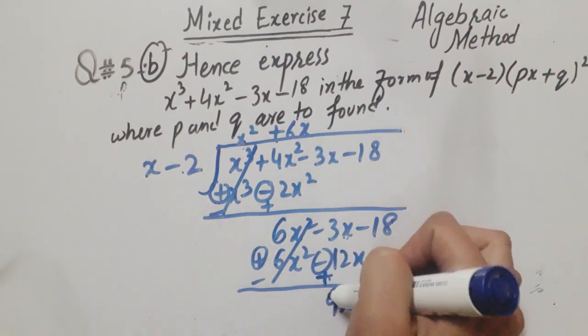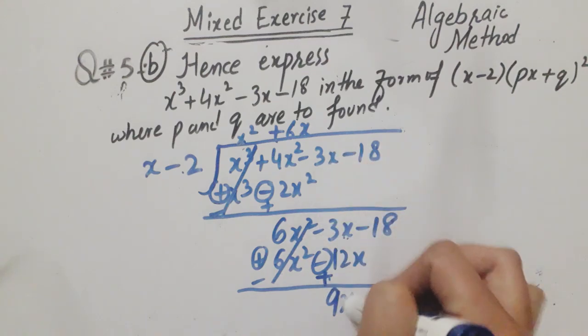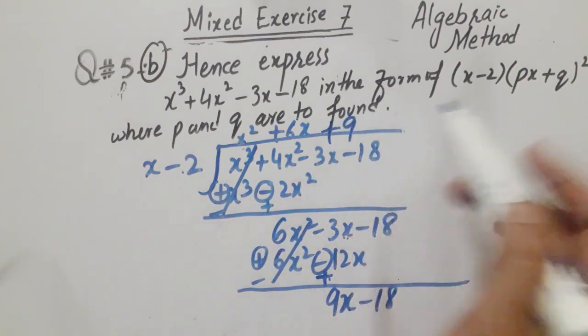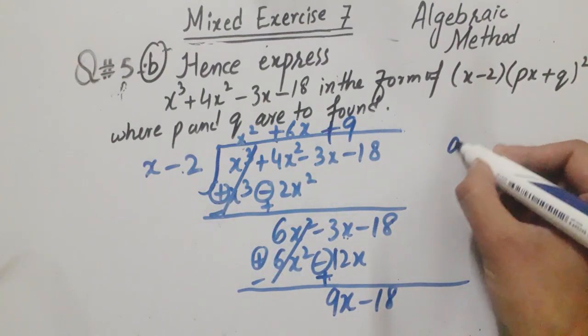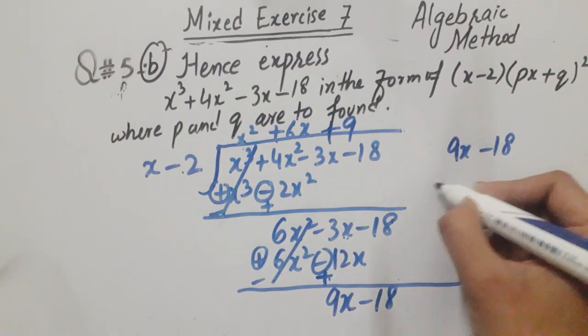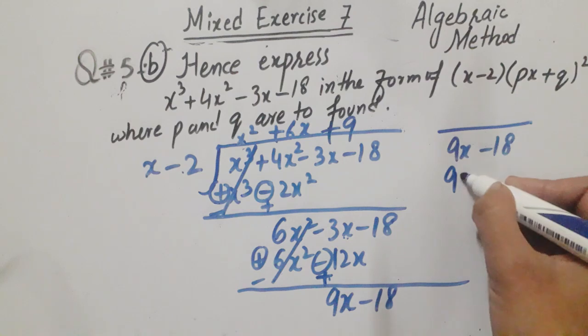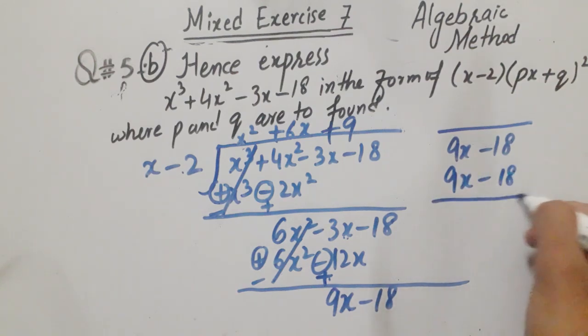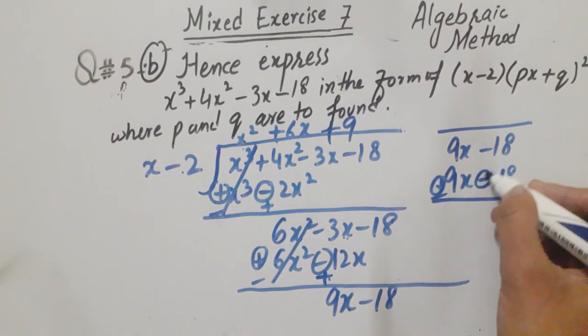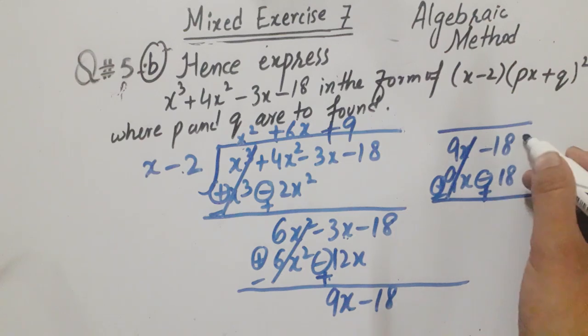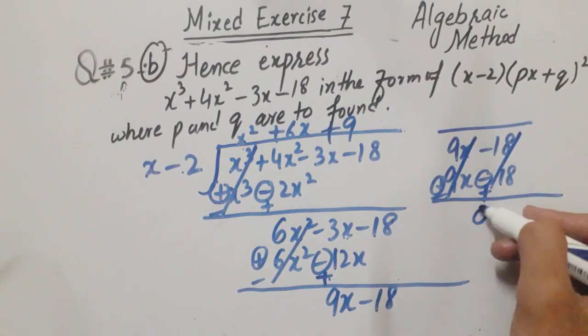Now multiply by plus 9. Multiplying 9 into x minus 2 gives 9x minus 18. So change the old signs and get the new signs. 9x minus 9x is 0, and minus 18 plus 18 is 0.